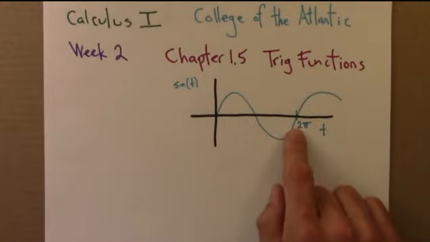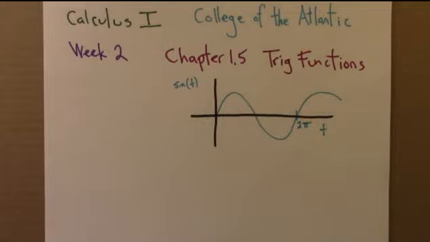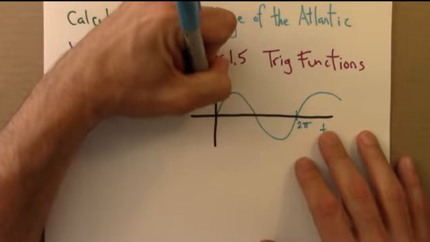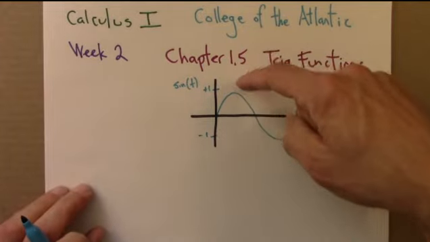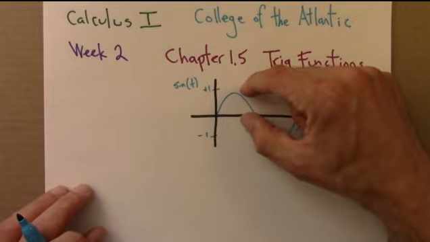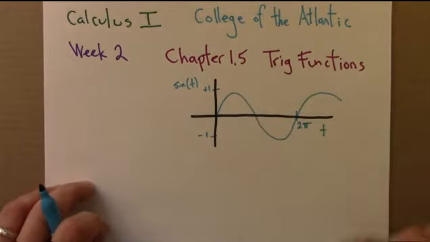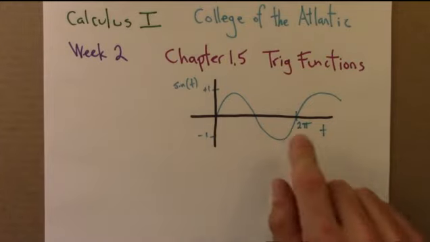So of course not everything in life has a period of 2 pi. And I should draw, just for completeness' sake, that the top is 1 and the bottom is -1. So let's say the amplitude is 1. That's the distance from the middle to the top. The entire wave would be 2. So amplitude of 1, period of 2 pi.